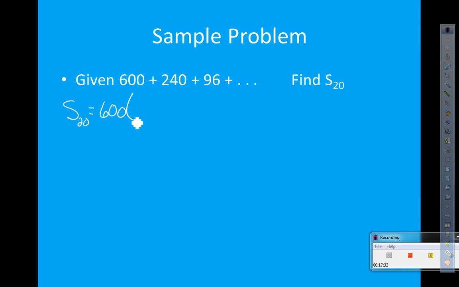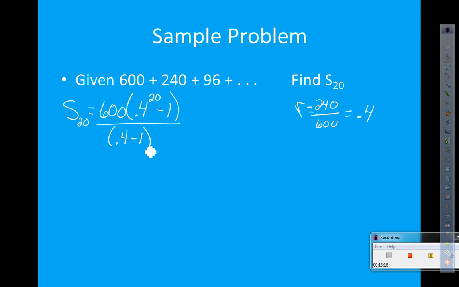600 parenthesis. I need an r value. So let me come off to the side and find my r value. R is going to be 240 over 600. The second term divided by your first term. And guys, that is 0.4. Some of your classmates thought it was 2.5. But notice my numbers are getting smaller. That means I have an r value less than 1. If you multiply by a number less than 1, numbers get smaller. So I got 600 times 0.4 to the 20th power minus 1, close your parenthesis, over parenthesis 0.4 minus 1.